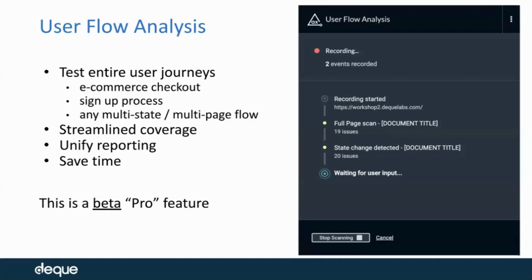Like I said, it does cover that whole flow in one single scan. So you do get a nice unified report, so that all the accessibility issues found throughout that entire user flow will show up in one single, shareable report, just like you're used to with traditional saved tests. And all that will save you time, of course. And so this is a beta feature, and it's also a pro feature. Pro meaning you have to have the pro license to access this feature or start a trial.